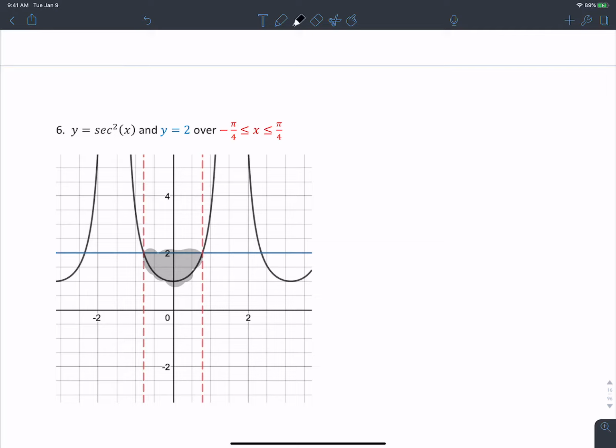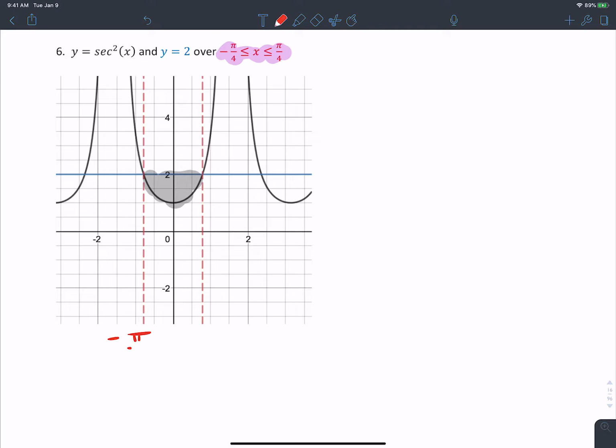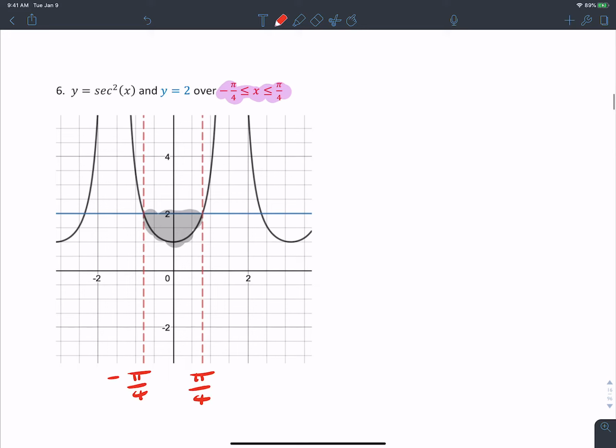See that there? Now your interval again is between negative pi over 4 to positive pi over 4. So on the left you have negative pi over 4, positive pi over 4. And we need to identify the top and the bottom. Is that true? So if we integrate from negative pi over 4 to pi over 4, top minus bottom dx.